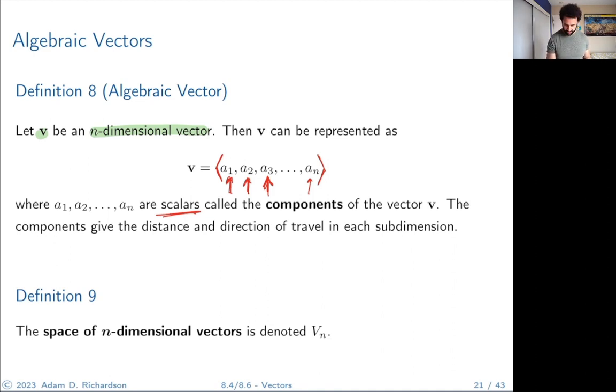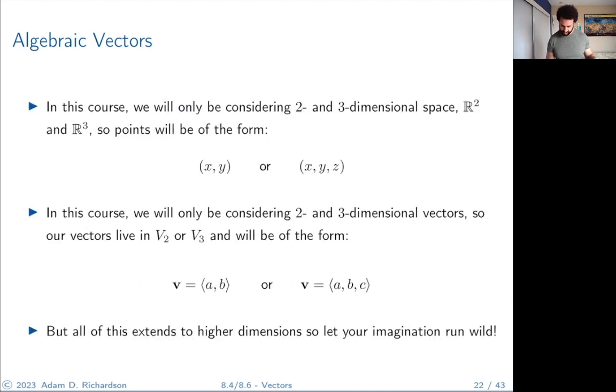Now, just for notational purposes, we denote the space of n-dimensional vectors by V sub n. So V sub n is basically a set with some properties associated, but when we write V sub n, we just mean n-dimensional vectors. That's it. Vectors that have n components. So for example, do I say it here? Yeah, I say it right here.